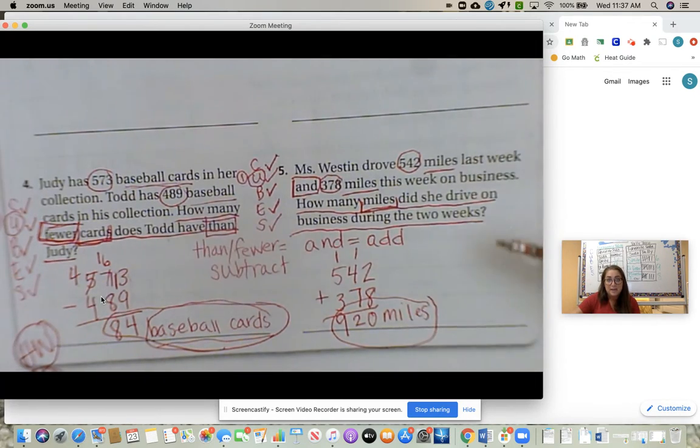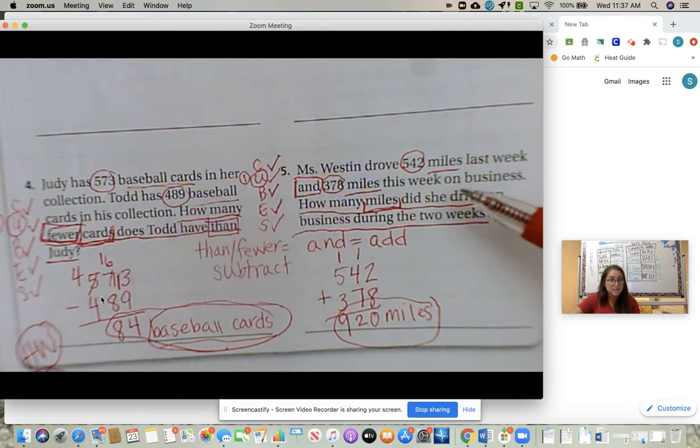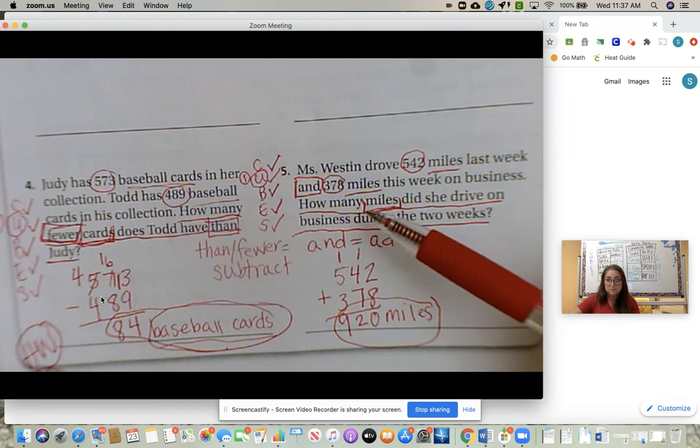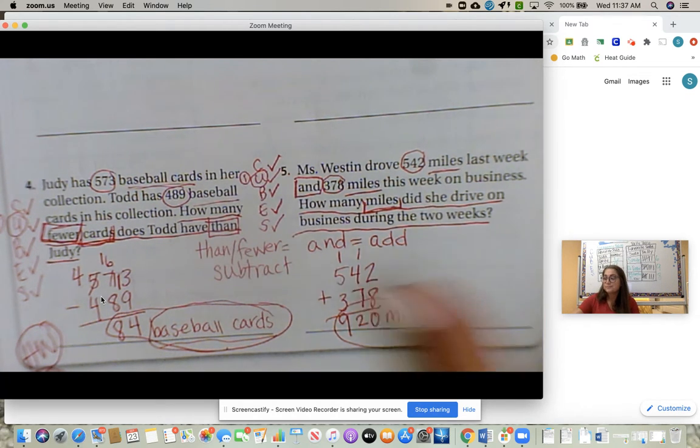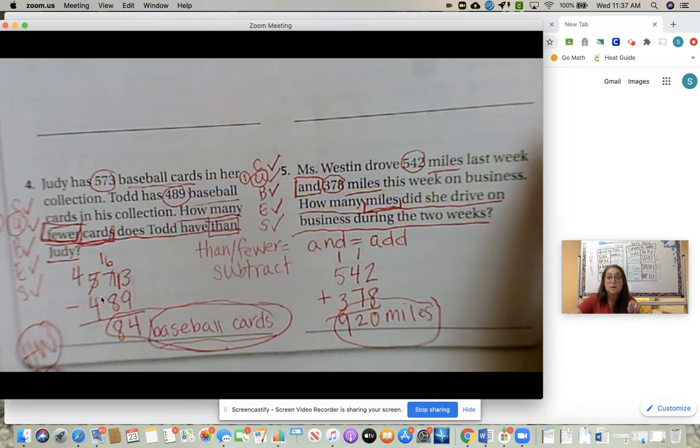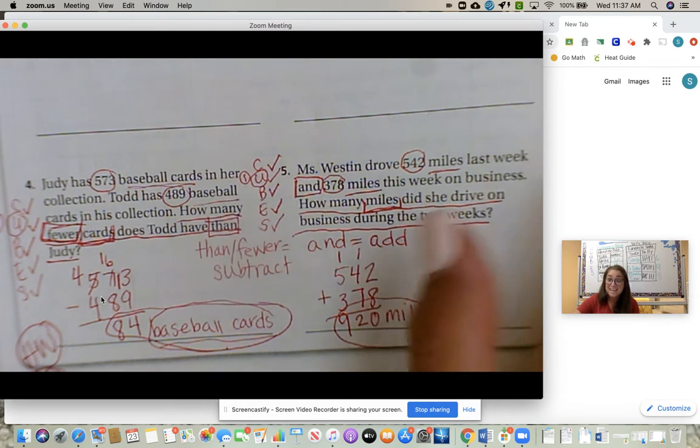Something else I forgot to point out. "About" or "estimate" is not in these two problems. I don't see it at all. So we're not rounding. If it doesn't say about or estimate, you are not rounding. All right. Then we moved on to what we learned today.